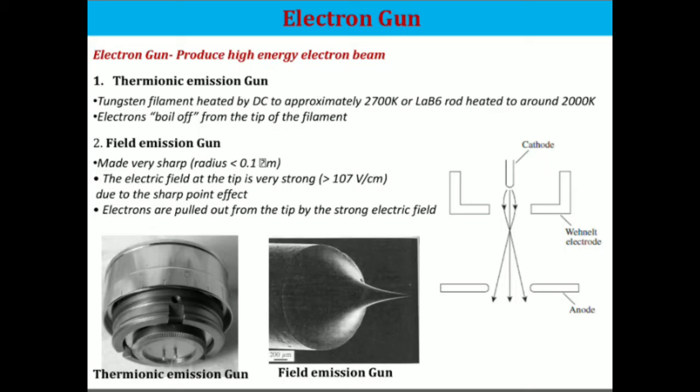There are two basic types of electron gun: thermionic emission gun and field emission gun. In thermionic emission guns, the tungsten filament gun and lanthanum hexaboride gun are used. In the tungsten filament gun, the tungsten filament is heated to approximately 2700 Kelvin, and in the lanthanum hexaboride gun, the rod is heated to around 2000 Kelvin. Then electrons are boiled off from the tip of the filament.